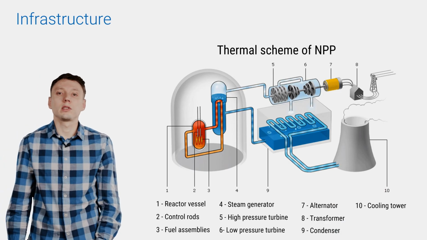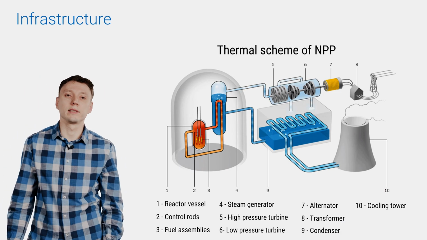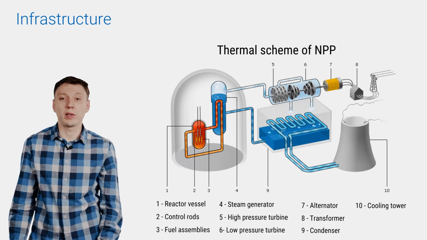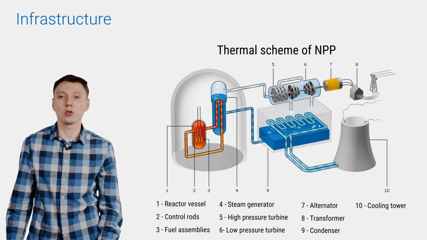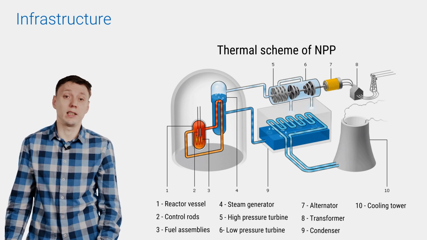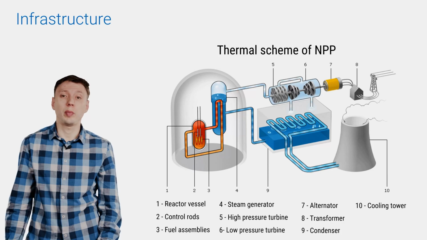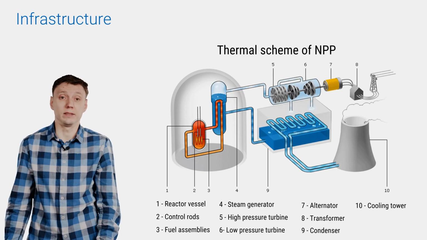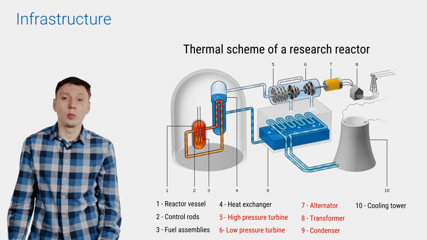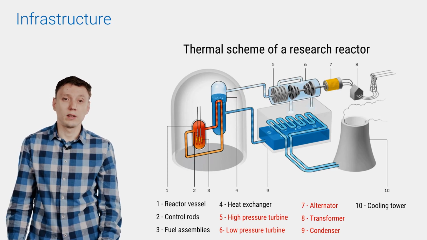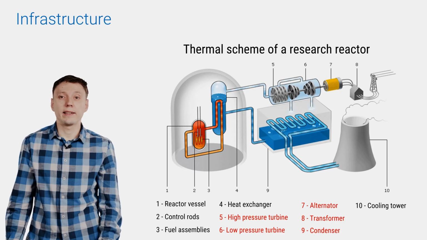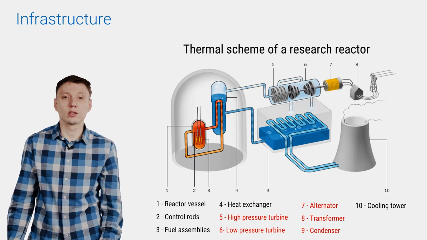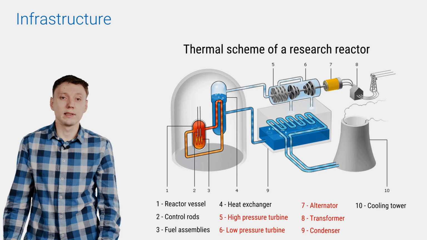When comparing the thermal circuit of a research reactor with that of a power reactor, they are quite similar. However, due to the low temperature and coolant pressure in the primary circuit, usually up to 100 degrees Celsius, and relatively low thermal power, it is not possible to generate steam to rotate a turbine and produce electricity. Therefore, there is no turbine, electric generator, or condenser. Instead of a steam generator, a heat exchanger is installed, through which heat is transferred to the secondary circuit, at the end of which a cooling tower is located.